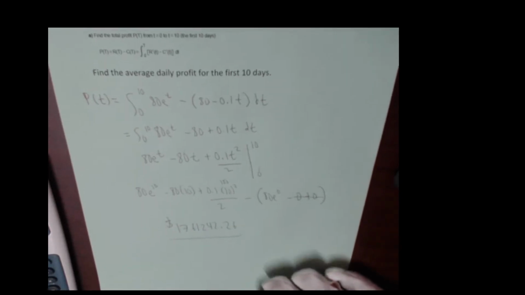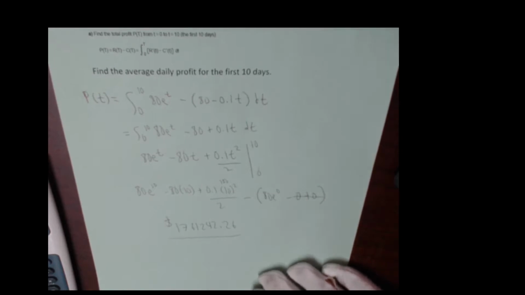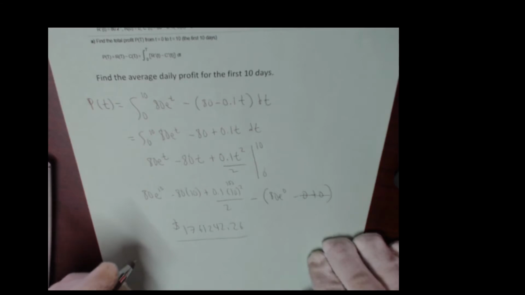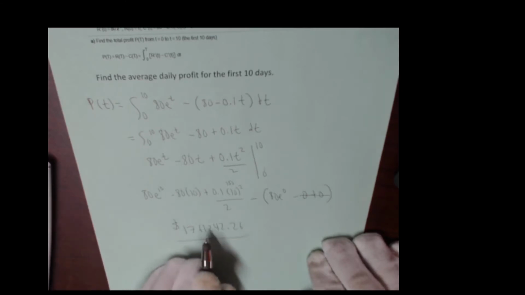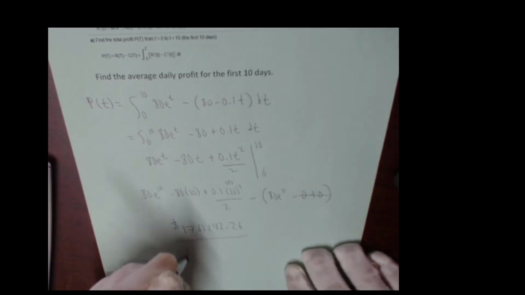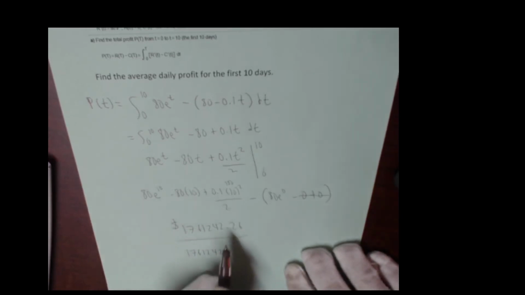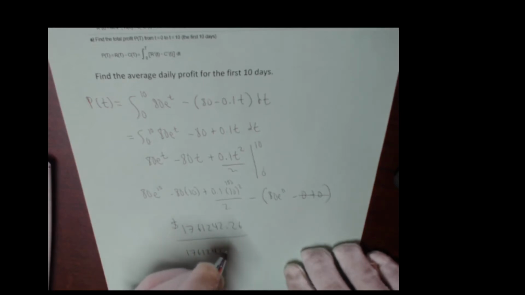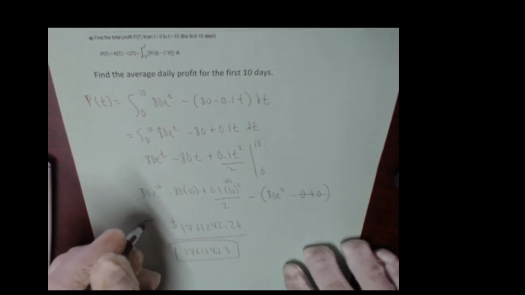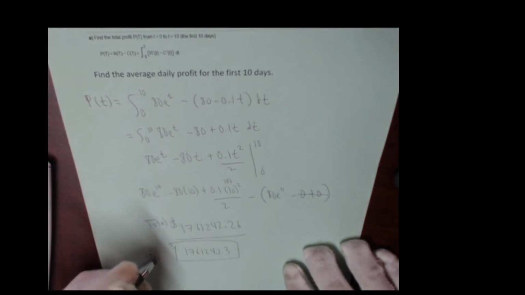And then it says, what is the average profit? And we know that the average profit would just be 1 over b minus a times that amount, which is basically just going to be 1/10 of that. So the average profit is just 1761242, and we just divide that by 10, so move the decimal over one place. Round it to the nearest penny. So there's your total profit and the average profit, which I got by just dividing by the number of days we integrated over.